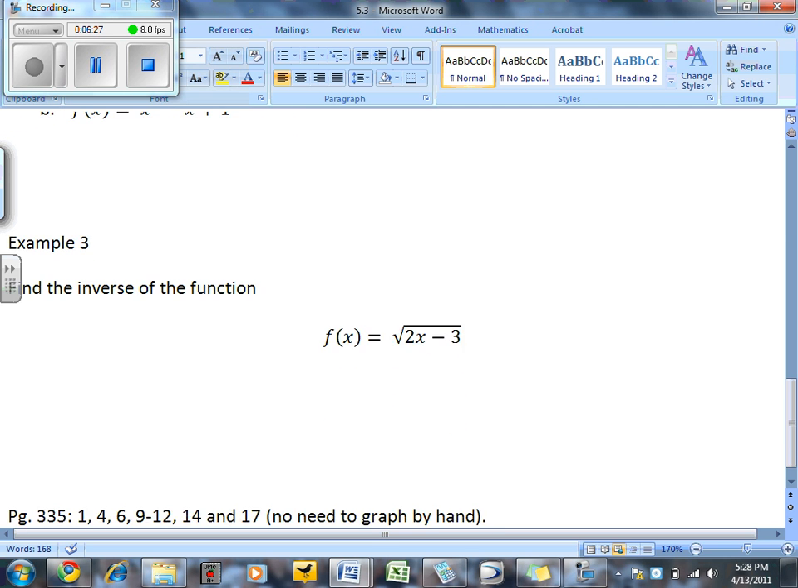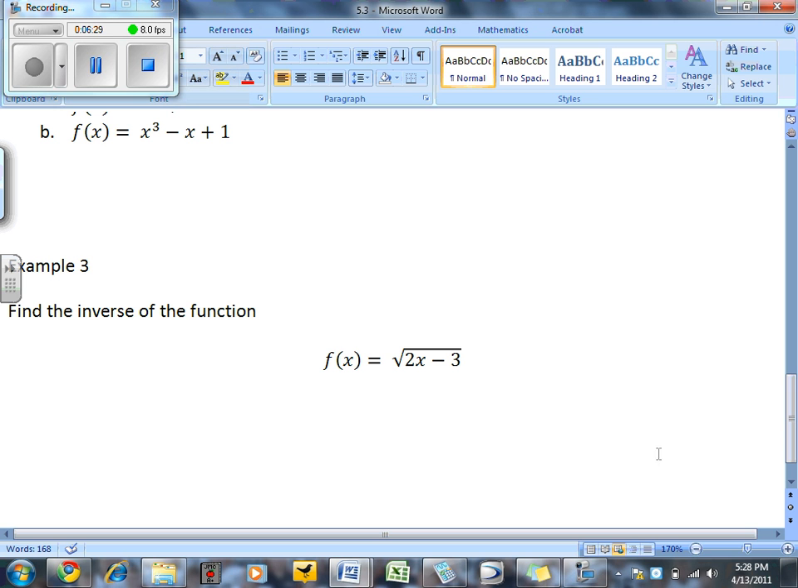And the last review here, and you'll think this is pretty silly. You should know how to do this. Find the inverse of the function. Well, you should be able to find the inverse of the function. You just switch the x's and the y's, right? So x equals the square root of 2y, sorry, I'm switching the x and y's, minus 3. Square both sides, so I get x squared equal to 2y minus 3. Add my 3 over.